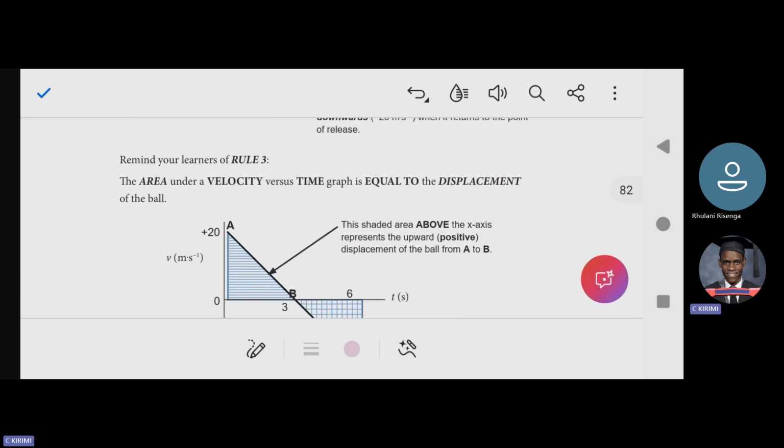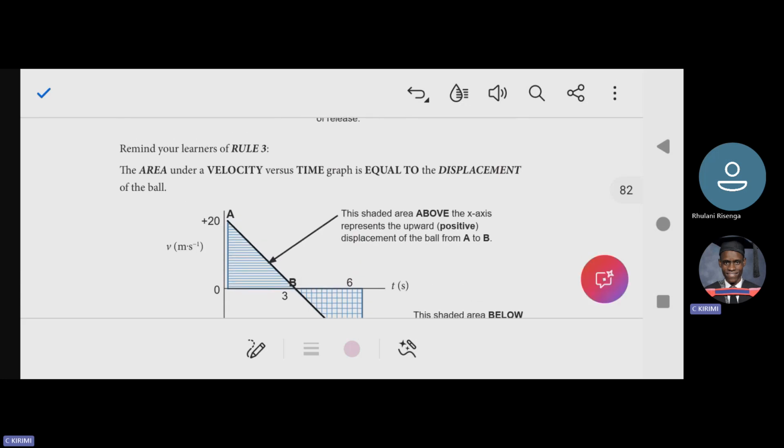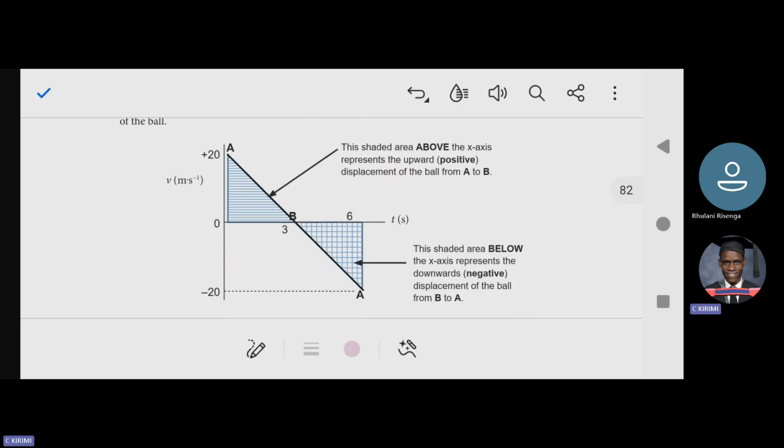All right, so what does the area under the velocity versus time graph tell us? That shaded area, which is above the axis, represents the upward positive displacement of the ball. Sometimes they might not tell you the distance traveled, they can give you a graph. If you are able to calculate the area under that graph, that is the displacement going upwards. And this one will be the displacement going downwards. So going to and from, you can calculate that distance with the area under the graph.